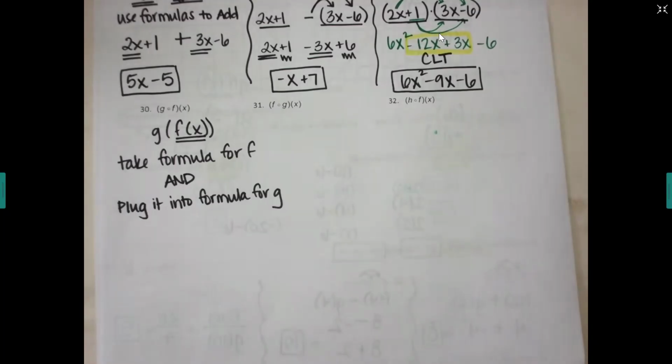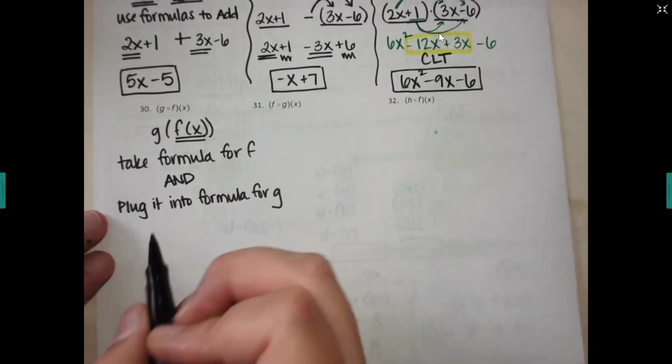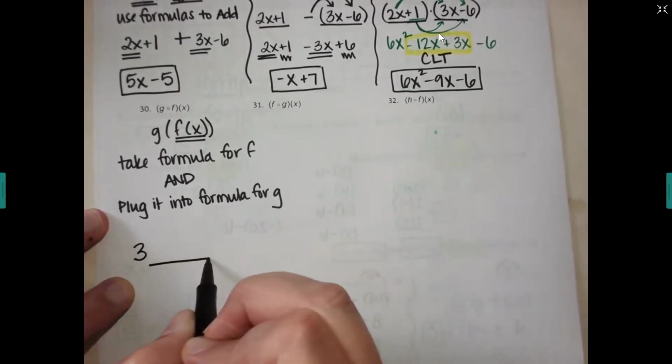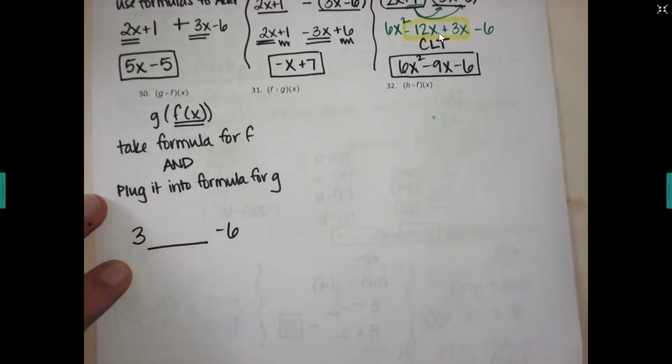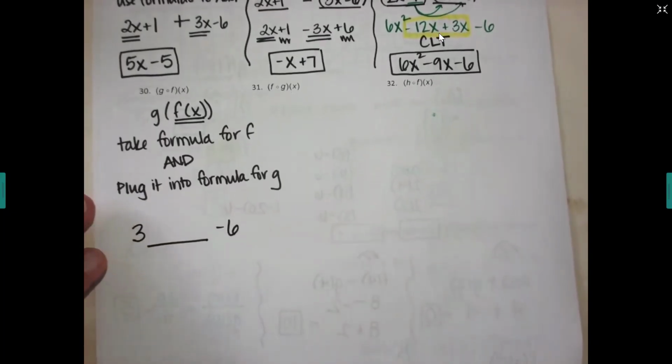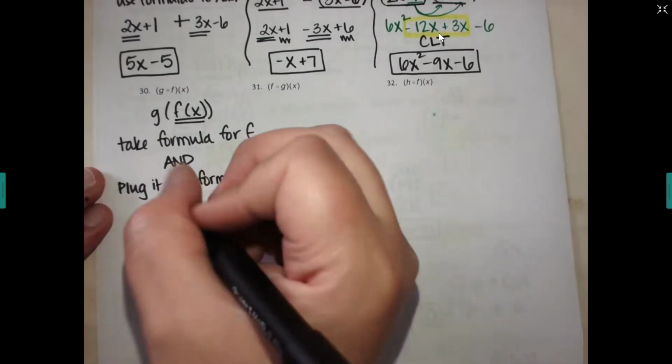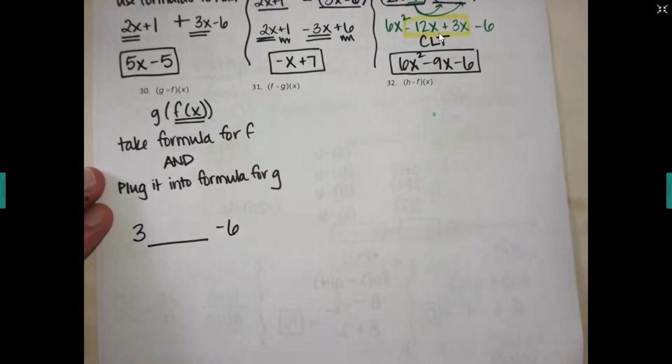So first question, okay, out loud, what is the formula for G? What does it say? 3x minus 6, and I want you to write this down. 3 blank minus 6. That's G's formula. And then into where the x was, where I left that blank, I'm going to plug F into that spot. What is the F formula? Say it out loud for me.